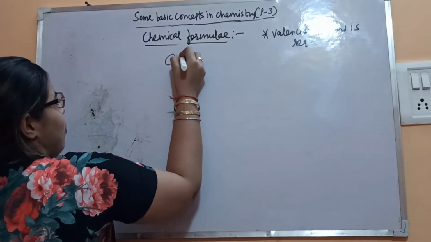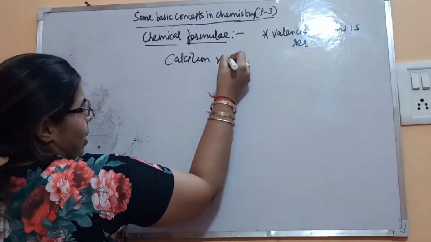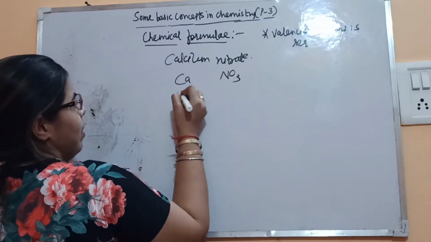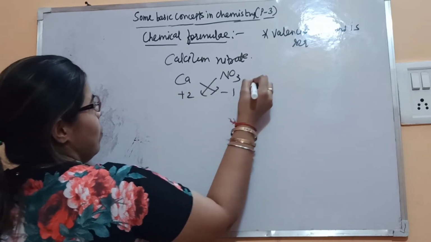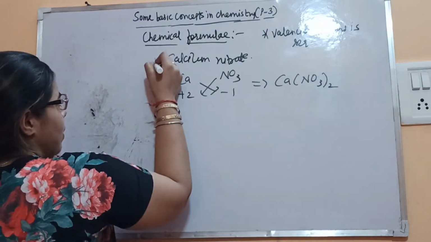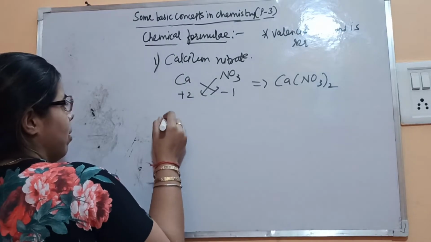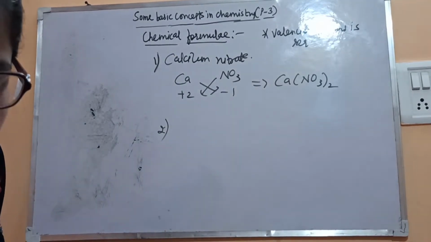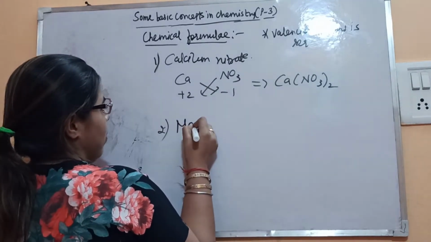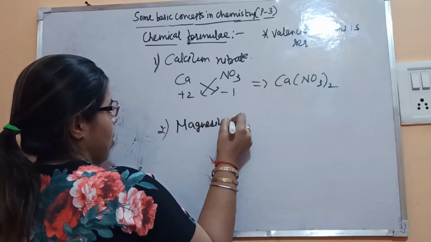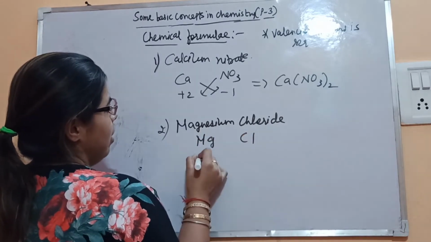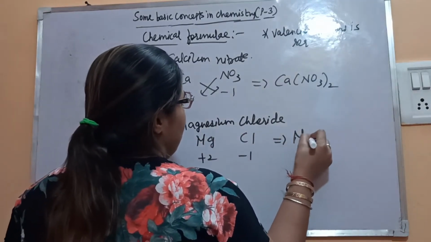Fine, so let's consider a few examples. Suppose we want to write the formula of calcium nitrate. We'll write calcium first, then nitrate, we know its valency, then crisscross. You know what the formula is now. Calcium nitrate. Fine. Second is, let's say, magnesium chloride. So magnesium, then chlorine, plus 2, minus 1 gives you MgCl2.